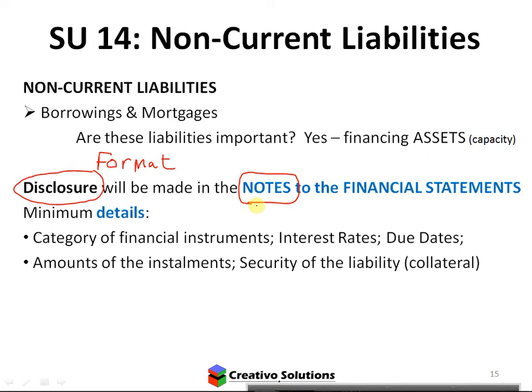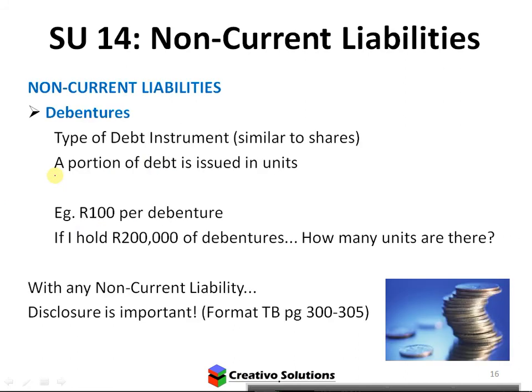So how long is the loan? How much interest do you pay, etc. The category of financial instrument, interest rates and due dates, the amount of the installment, security: is there collateral, isn't there collateral? There could be a whole host of different details that you would disclose for your users. And then just a note over here about debentures.